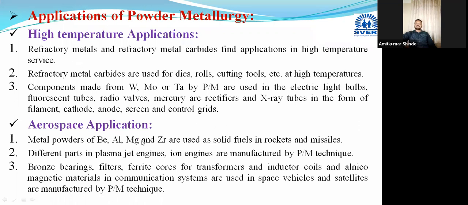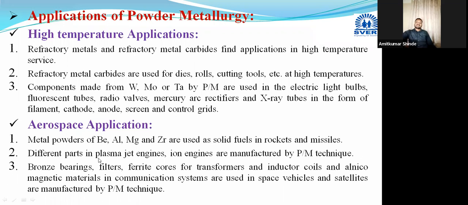Then in aerospace industries, the metal powders like beryllium, aluminium, magnesium, zirconium, these all metal powders are manufactured by this powder metallurgy technique, and are used as solid fuel in rockets and missiles. These metal powders are used as fuels in rockets and missiles, and all these metal powders are manufactured from these elements only. Then different parts in plasma jet engines, then ion engines are manufactured by powder metallurgy technique.